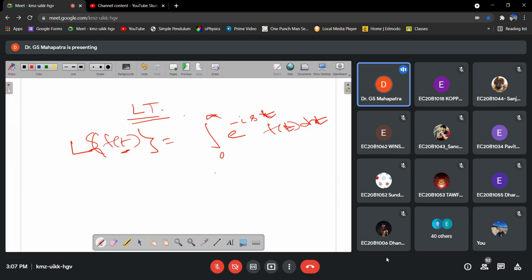From the right-hand side you can see that since you are integrating with respect to t and s is there, it will be a function capital F of s. We will write it as capital L of s, or something, no problem. Capital L of s.